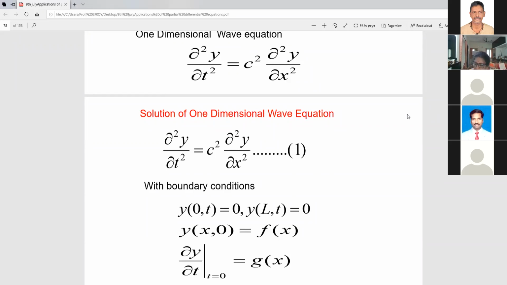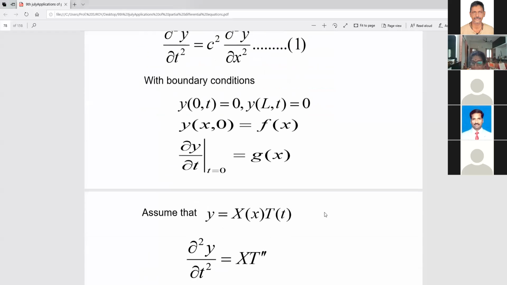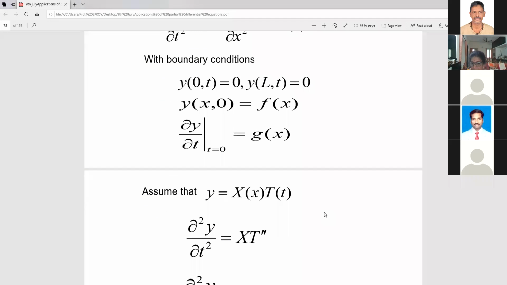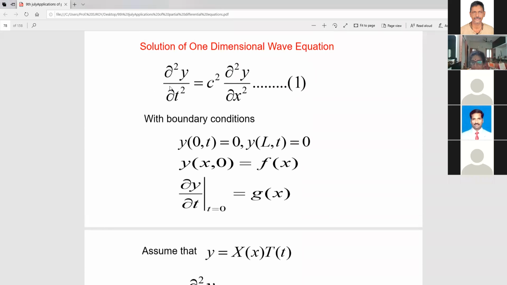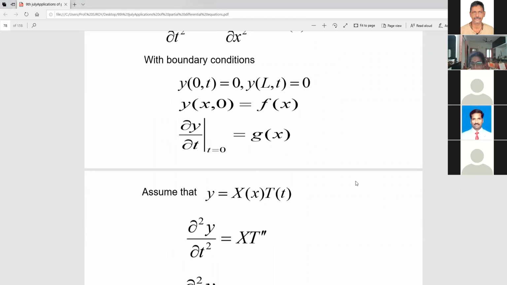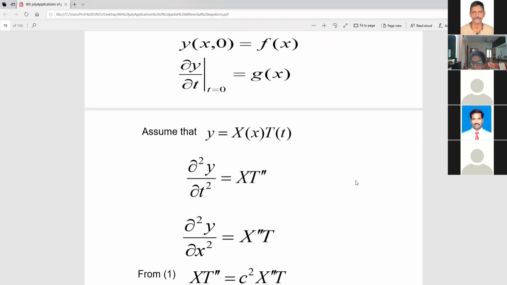Typically, in these applications, you can have these two boundary conditions. Two boundary conditions are required and two initial conditions are required to solve your wave equation. And we can have the solution by using the idea of the method of separation of variables. So we'll be picking up y equal to capital X into capital T. So we are going to solve this equation. A very important method is there, separation of variables.